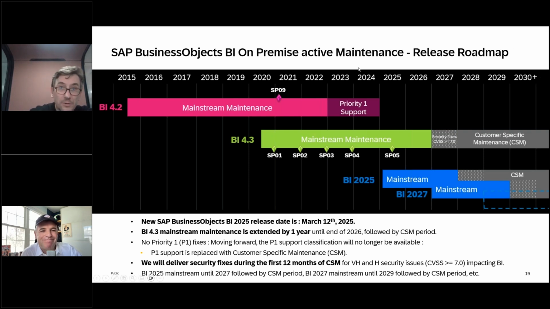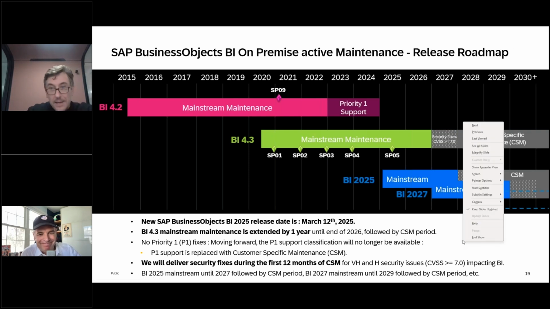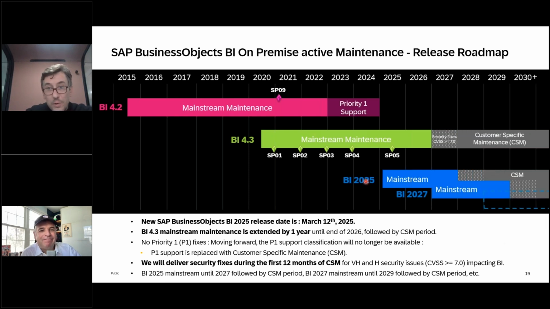Three big news. The first one, the new release date for BI 2025. This is no longer the 4th of December 2024. BI 2025 will be released March 12, 2025. So we have to postpone the release of BI 2025 by several weeks to finish, stabilize and test this important release correctly for all of you.